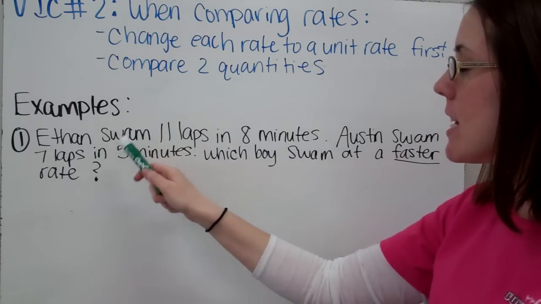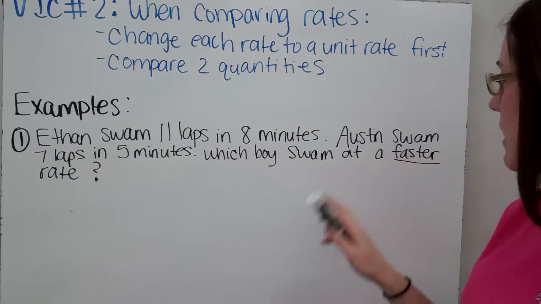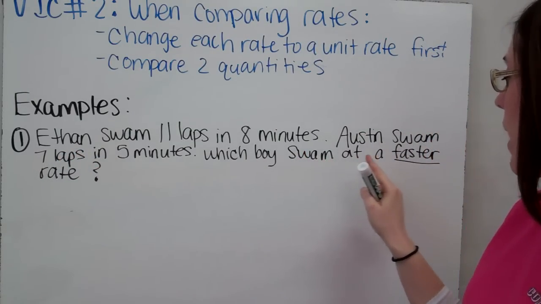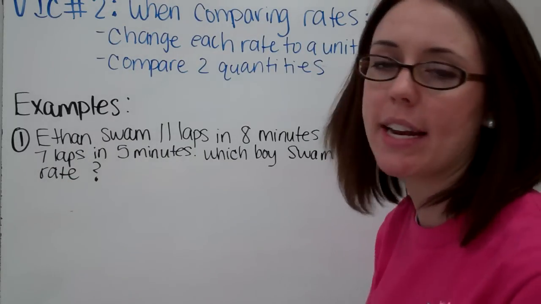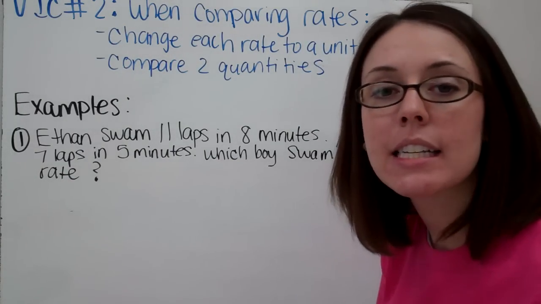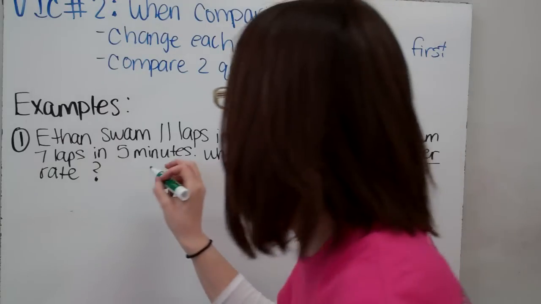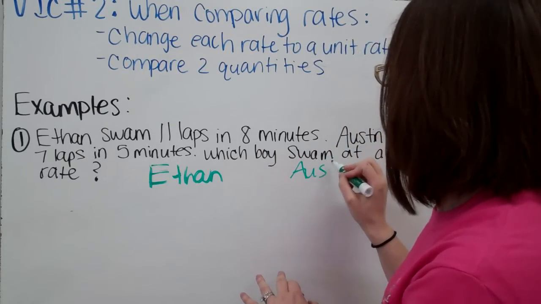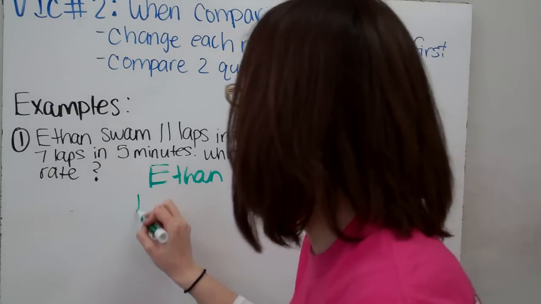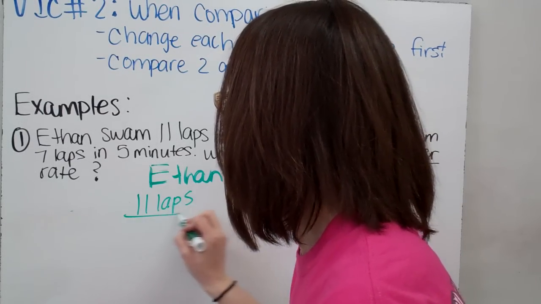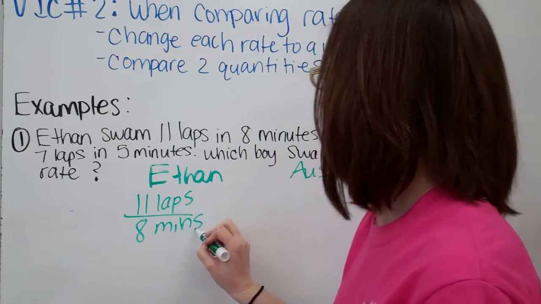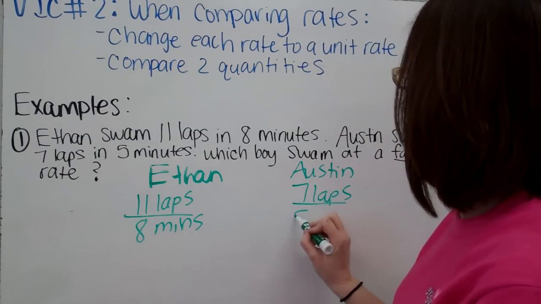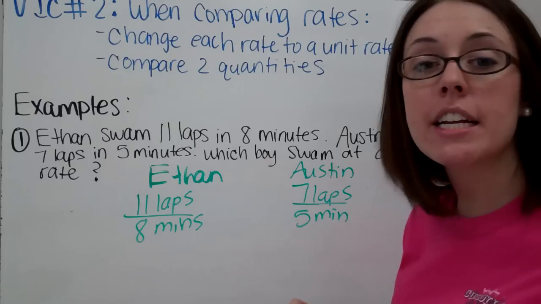Example 1. Ethan swam 11 laps in 8 minutes. Austin swam 7 laps in 5 minutes. Which boy swam at a faster rate? So which boy swam the fastest? In order to do that, let's look at each person. We know that Ethan swam 11 laps in 8 minutes. And Austin swam 7 laps in 5 minutes. Let's change these to a unit rate.